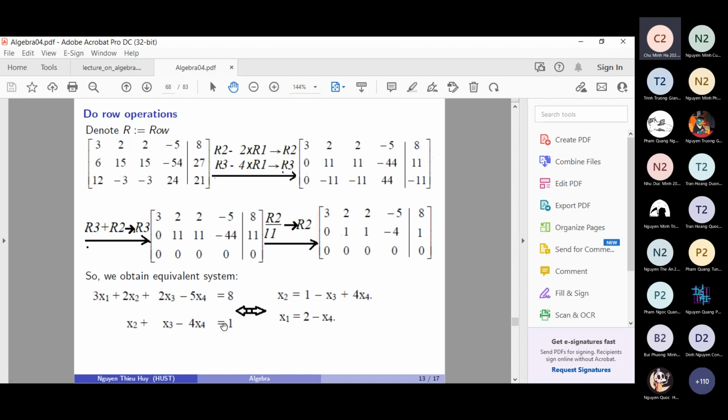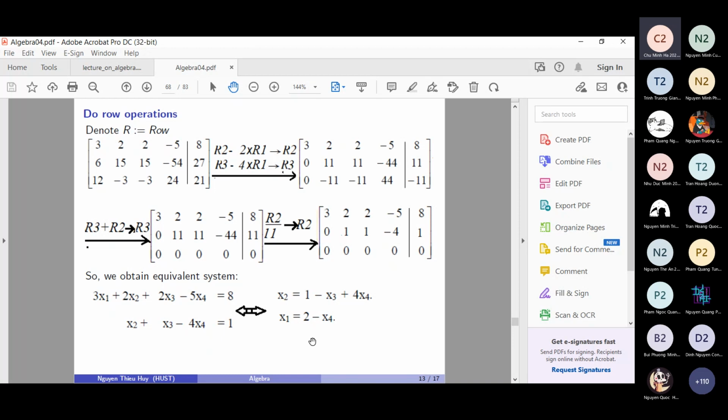Good. Okay, after you obtain the simple equation, now we do substitution. So let's start with the last one. So x2, because here you have redundant x3, x4, you can choose x3, x4 any value, and then you solve x2 with respect to x3, x4. So this means you just apply arbitrary values to x3, x4. Then you solve for x2 equal 1 minus x3 plus 4x4, and then you solve for x1 by substituting x2 into the first equation, you obtain x1.